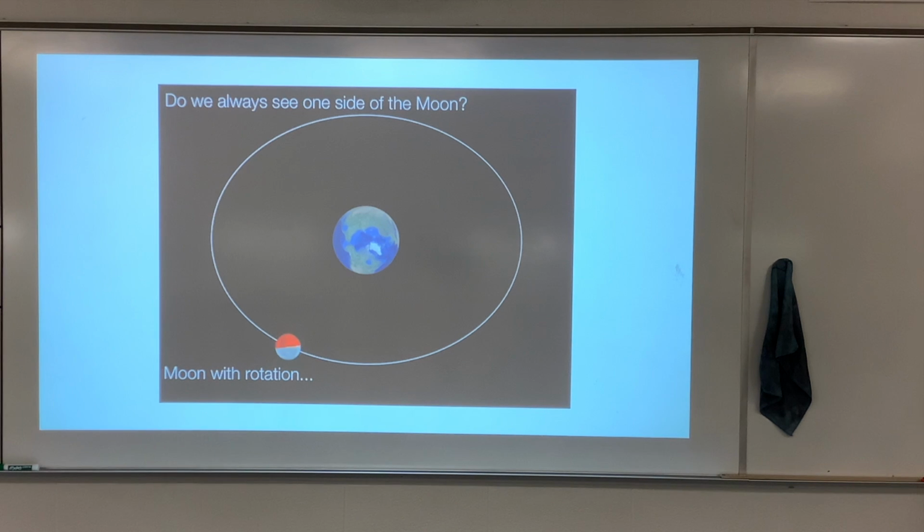Now this is the moon with rotation, and this is a rotation period that is shorter than revolution. And with this, you can see that we would still see all sides of the moon if it rotated faster than it revolved around the Earth. But again, that's not what it actually does. Its rotation period is exactly equal to the time it takes to revolve around the Earth. And so because of that, only one side of the moon is ever facing the Earth.